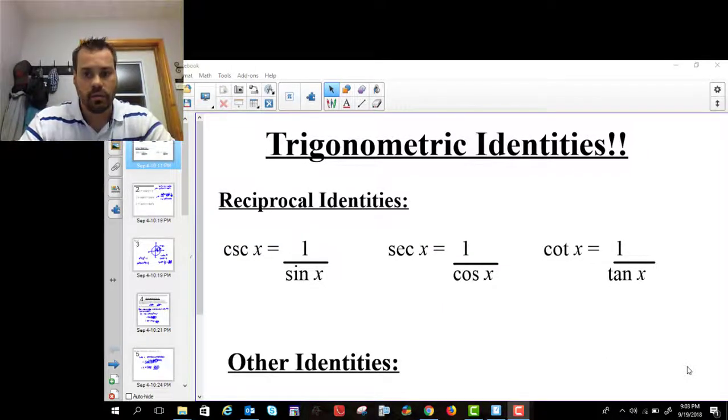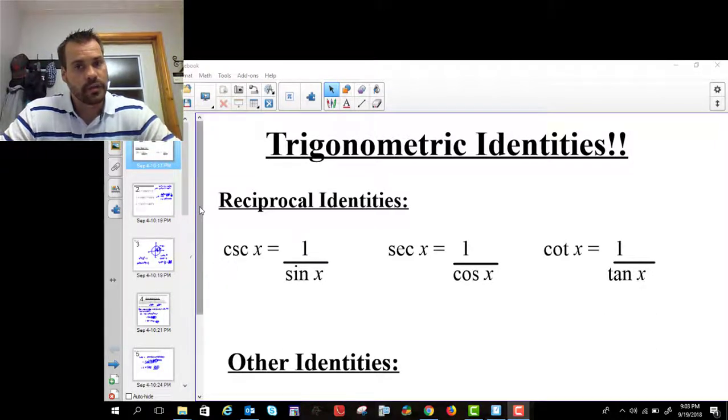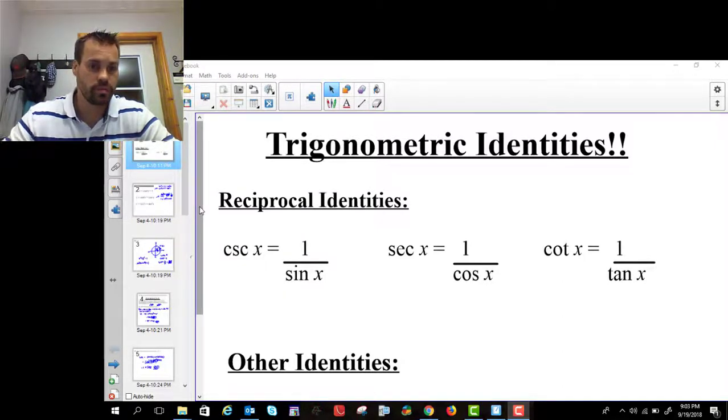All right, so we are going to do an introduction to trigonometric identities. And the first thing that I want to do is just point out what those are. When we say something's an identity, it means that it's always true. And they're split, and you have this on the first page of the handout, but they're split into some different categories. So the first three are the reciprocal identities.